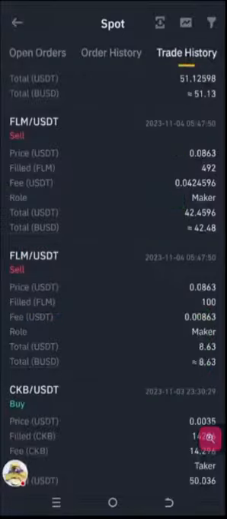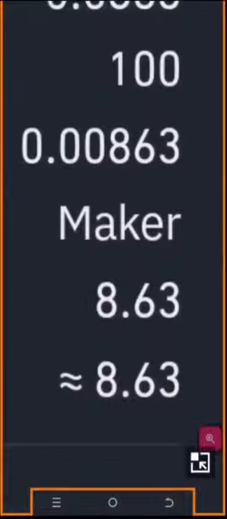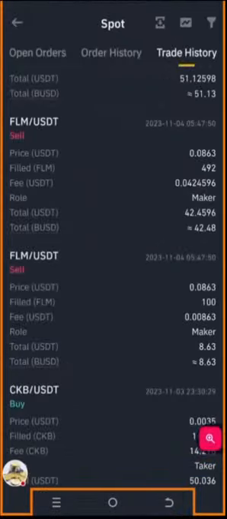Okay, so we have FLM. It got sold in 2 batches. It got sold at $42.48, and then the second one got sold at $8.63. Okay, so we got it sold in 2 batches. The first batch was $42.45. The other one was $8.63.